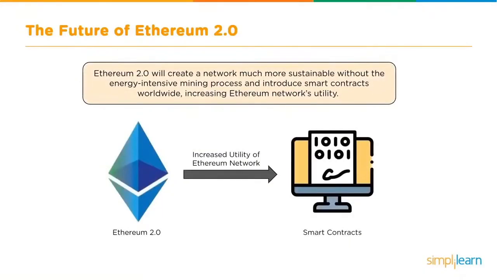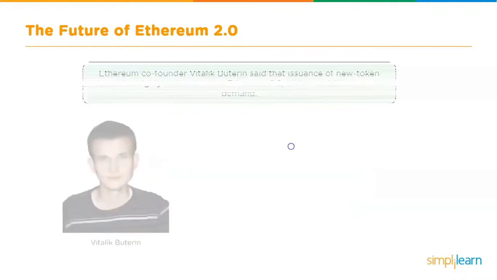If executed properly, this transition to Ethereum 2.0 could be a total game changer. It will create a modified network that could potentially process 1 lakh transactions per second and a much more sustainable network without the energy-intensive mining process. And it will introduce smart contracts worldwide, increasing the Ethereum network's utility.